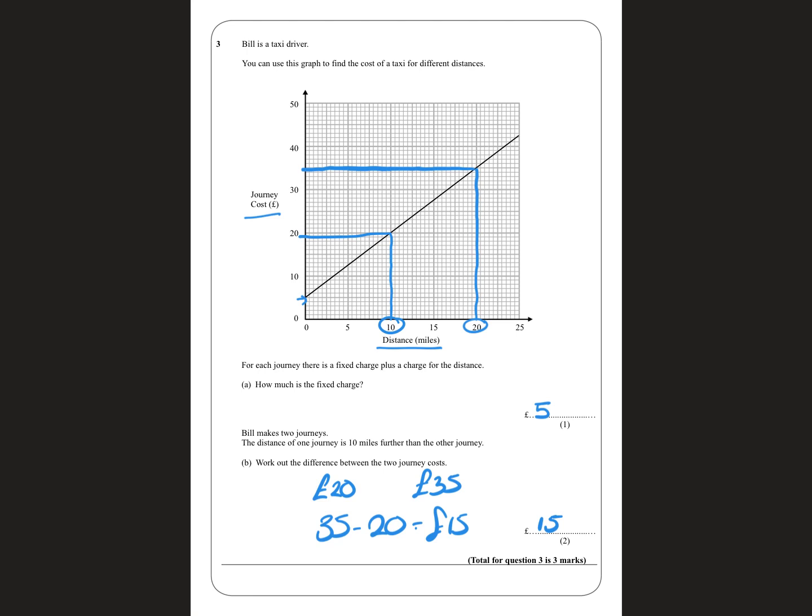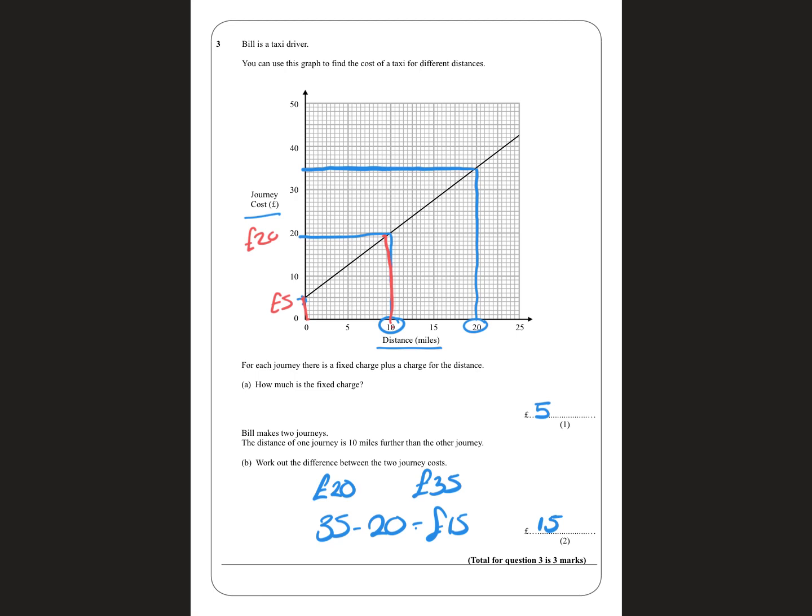Now you could do that against 2 other points in the graph. You could say, for example, what if one of his journeys was 0 miles, and that works out at £5. So if you look at 0 miles there, it comes up to £5. And then 10 miles further, well, go back to your 10, we've already done that. That's actually working out at £20. So the difference between 20 and 5, so 20 take away 5 is 15.